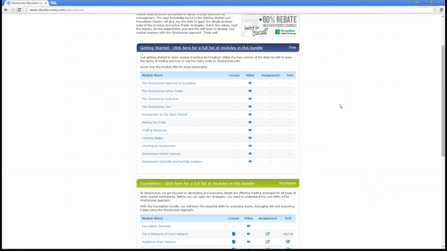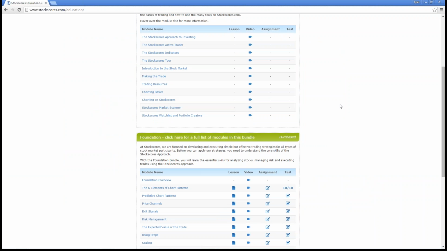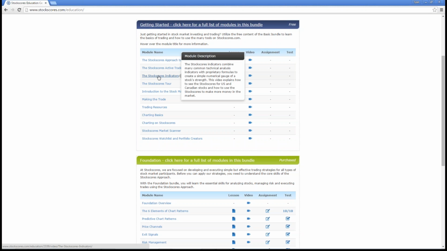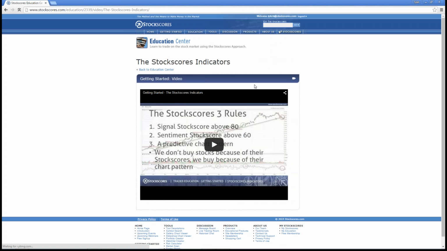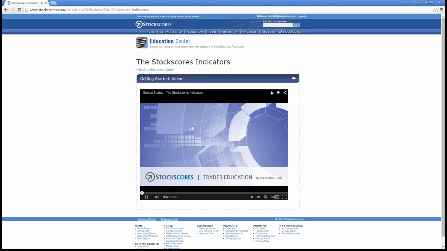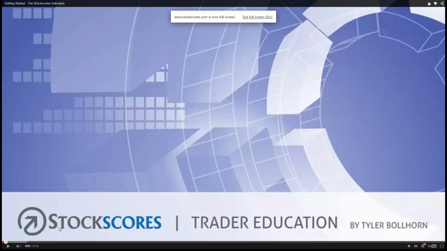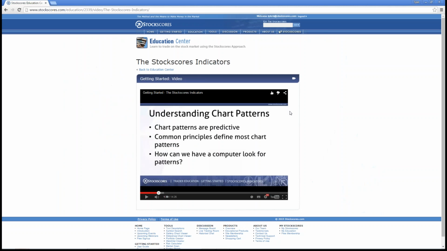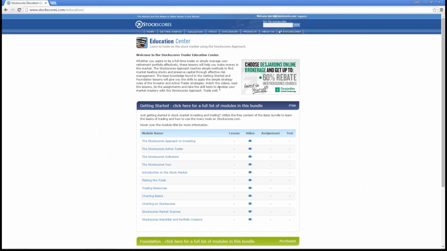Now remember I said that there was a video that explained how the Stockscores indicators work. Well, that is right here in the Getting Started area. So here you can see a title called the Stockscores Indicators, and if I click on the little video icon, it's going to start playing a video that talks about how the Stockscores indicators are derived and what they are based on, how you use them, that sort of thing. So that's all explained in that video. Now I'm going to minimize this again, jump back to the Education Center.